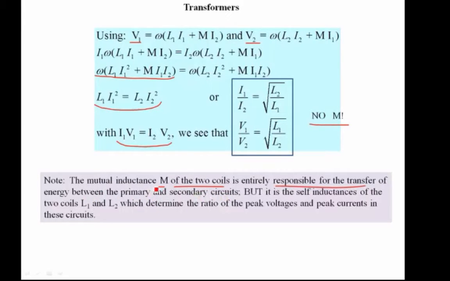The mutual inductance of the two coils is really what causes the transfer of energy between the two circuits. But it's the self-inductances of the two coils, L1 and L2, which determine the ratio of the peak voltages and the peak currents in these circuits. But don't forget, L1 L2 is related to M. In a sense, the mutual inductance is still involved.